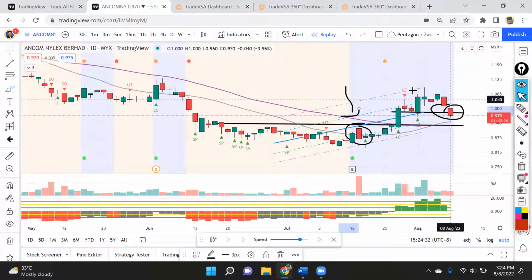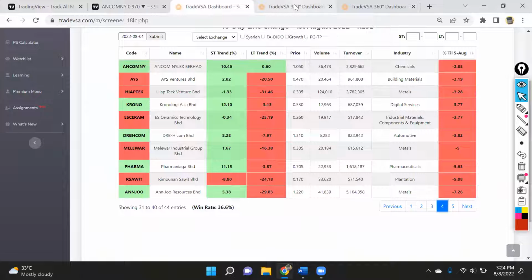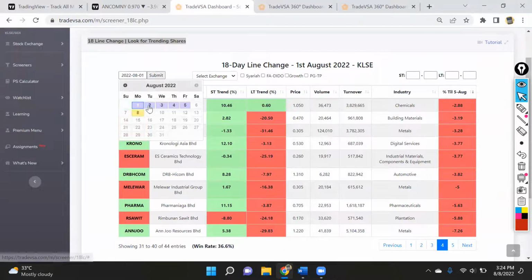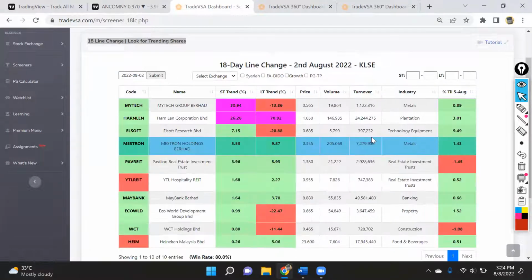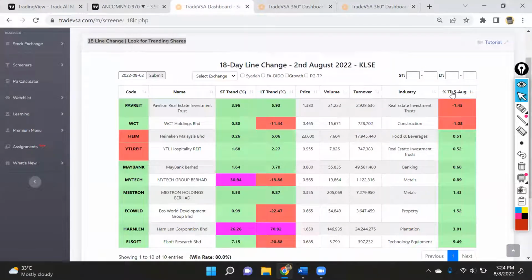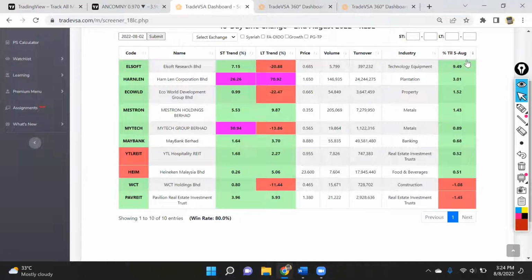Okay, for NCOM, they do another pullback again, but so far still low volume. Okay, for these pullback areas, we can go for the counters here. Sorry, for 2nd of August, again, I'm going to use the same methods. I sort according to the percentage on the right hand side.